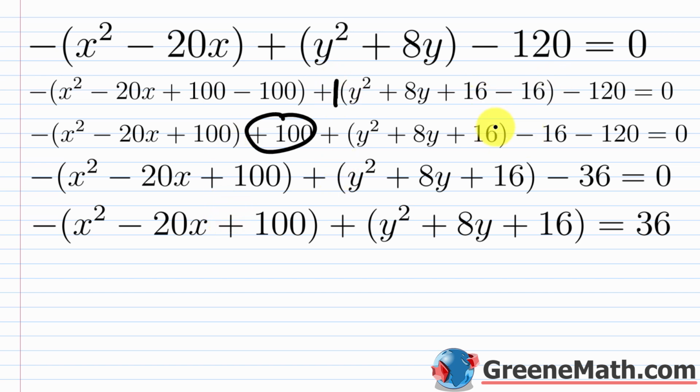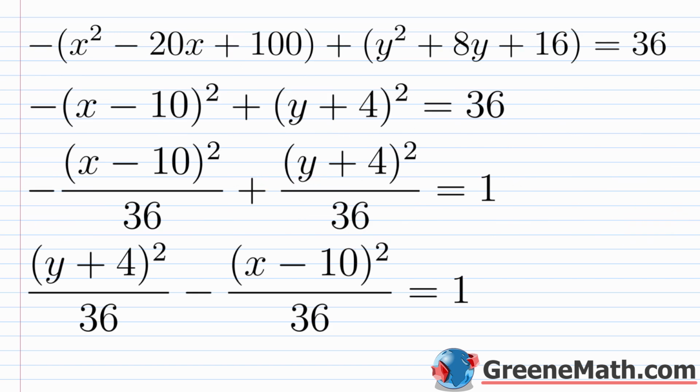So you could just slide the parentheses down with no impact. So you could just say this is negative 16. So if you do 100 minus 16 minus 120, you're going to get negative 36. And then if you add 36 to both sides, we end up with this negative of the quantity x squared minus 20x plus 100 plus the quantity y squared plus 8y plus 16 is equal to 36.